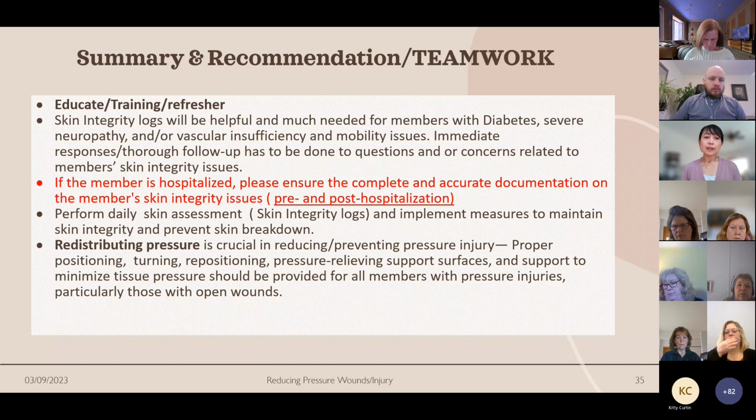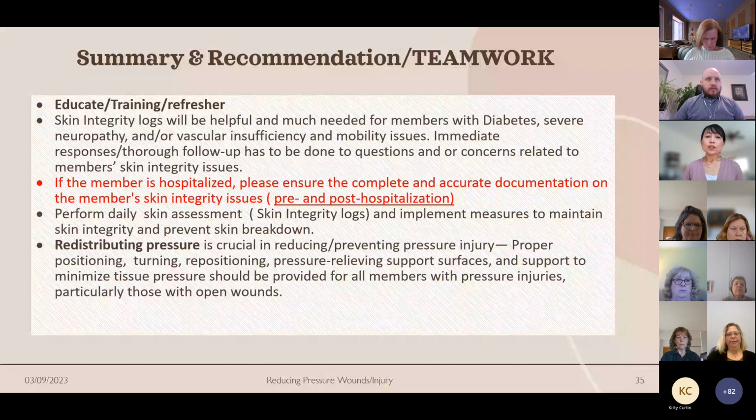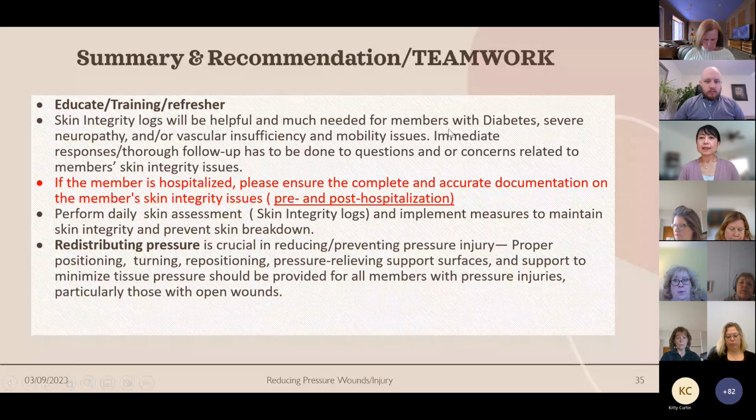Perform daily skin assessment, keep a skin integrity log, and implement measures to maintain skin integrity and prevent skin breakdown. Redistributing pressure is crucial in reducing or preventing pressure injury. Proper positioning, turning, repositioning, pressure-relieving support surfaces, and support to minimize tissue pressure should be provided for all members with pressure injuries, particularly those with open wounds. Next slide.